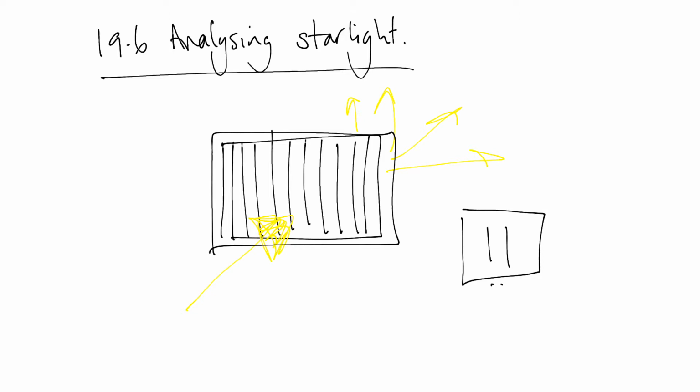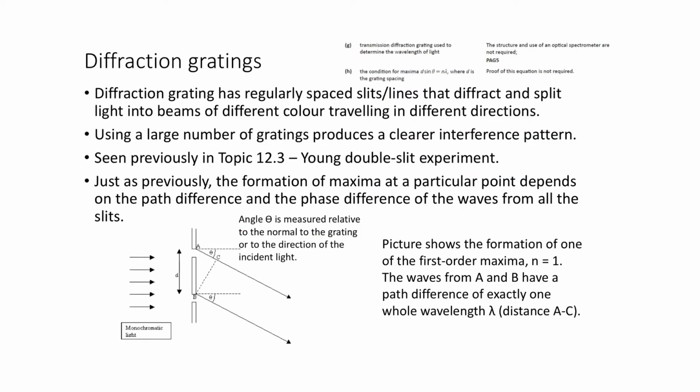So to overcome this, we have a diffraction grating that has many slits, potentially thousands across a plastic slide. And generally speaking, a value might be 1,000 lines per millimetre. So quite a few. And then by using a large number of lines, we get a far brighter interference pattern. Moving on to the specification points.